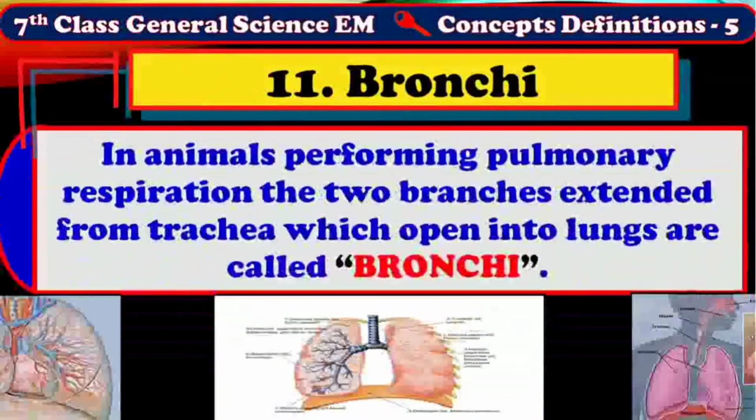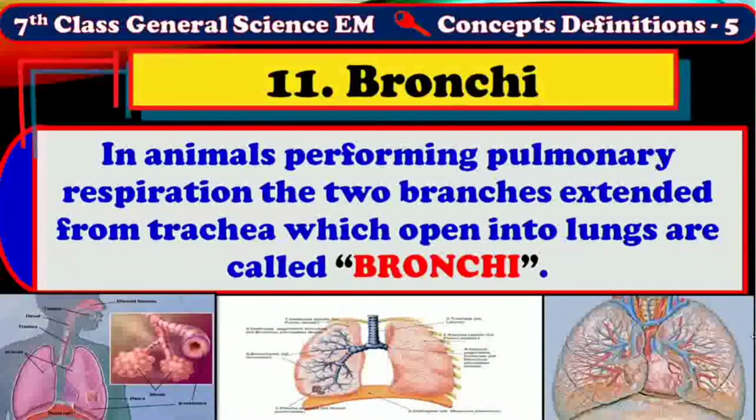Bronchi. In animals performing pulmonary respiration, the two branches extended from trachea which open into lungs are called bronchi. The singular form of bronchi is bronchus. The bronchus that enters into right lung is called right bronchus and the bronchus that opens into left lung is called left bronchus. And the respiratory disease related to these bronchi is called bronchitis.